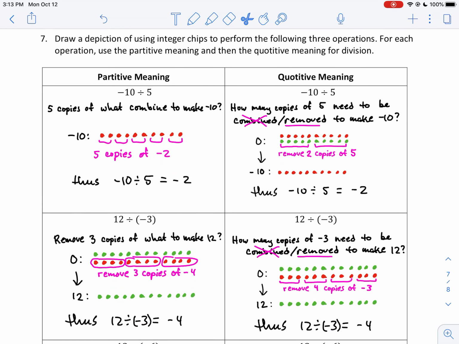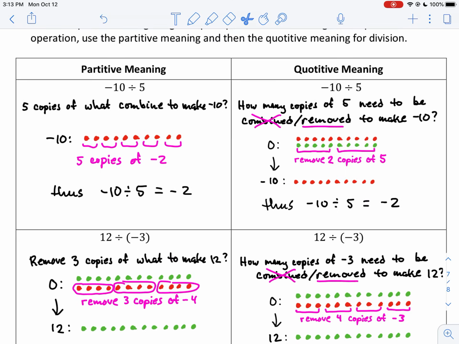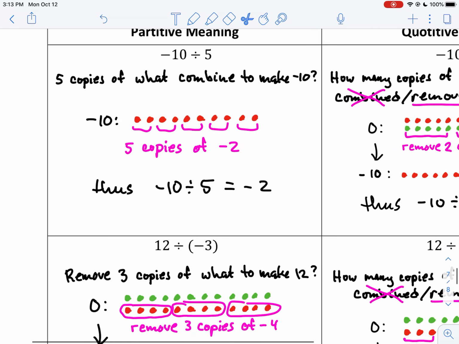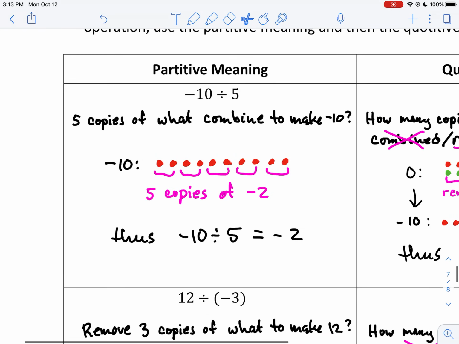And finally, the division. Now this one gets a little bit trickier because a negative multiplier means to remove copies of something, but a positive multiplier means to combine copies of something. And let's walk through all the partitive meanings first. Knowing what the correct question to ask is super important.